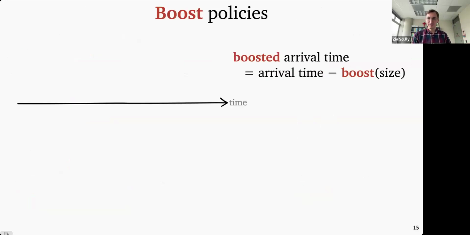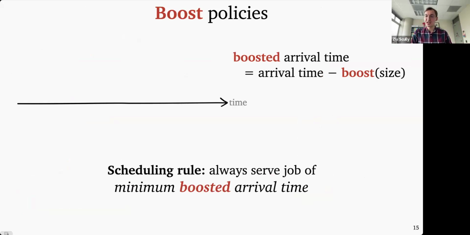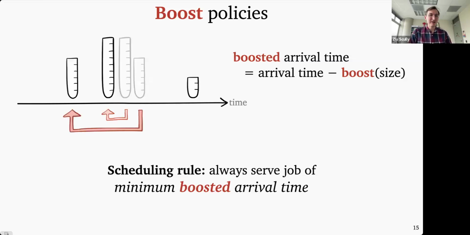Okay, just to clarify exactly what the class of boost policies is: a boost policy is basically anything that takes this form, where you're always serving the job of minimum boosted arrival time, where the boost is a function of the size. And so what does this end up looking like? Let's consider a situation, like one of the ones we saw a few slides ago, where a long job arrives, then a medium job arrives, and then sometime later a short job arrives. We might boost all of these jobs some amount. And the idea of boosting smaller jobs a bigger amount naturally leads to some sort of interleaving that compromises between serving jobs that have been waiting a long time and serving short jobs before long jobs.